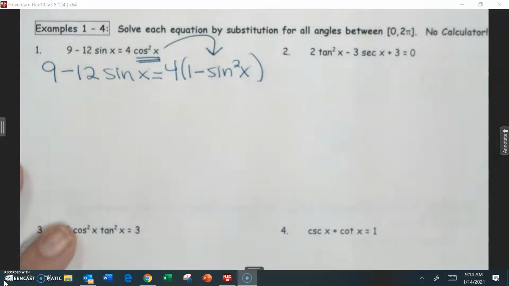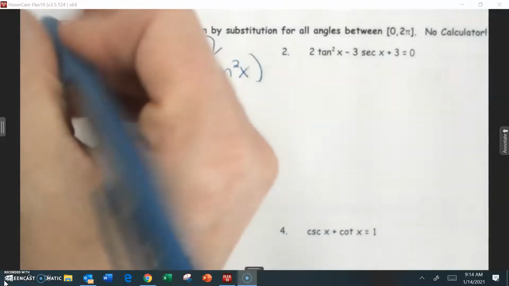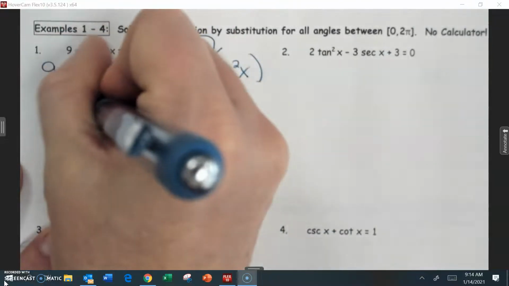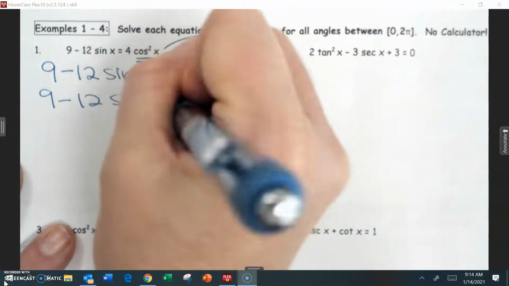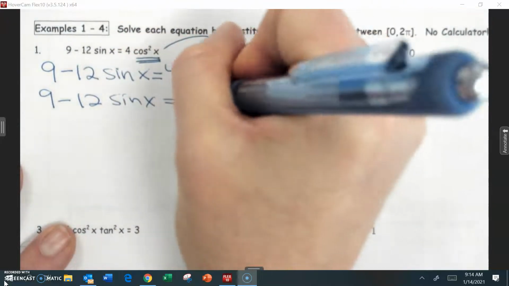Now, what does your gut instinct tell you to do now? Now, I will tell you she's correct. I think that's one of the easiest ways to do this problem. So what is your gut instinct? At your seat now, without anybody telling you, what do you think you might want to do? Distribute. So here we go. 9 minus 12 times the sine of x. Let's distribute this 4.